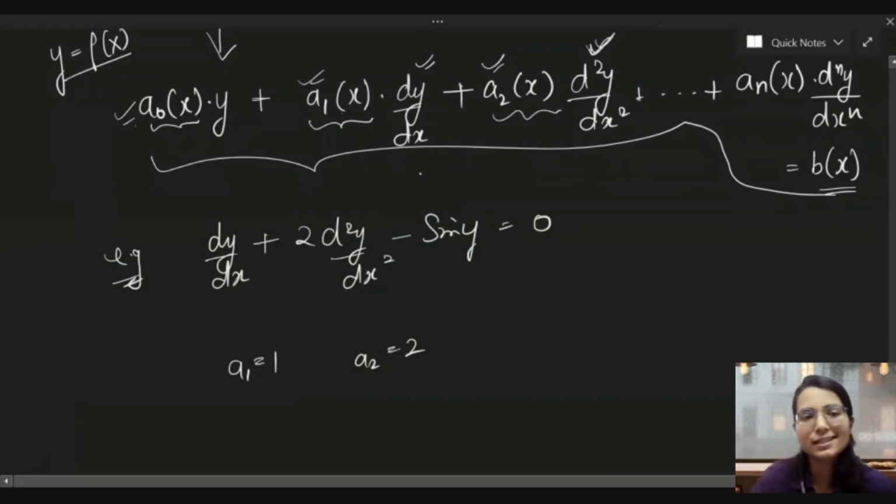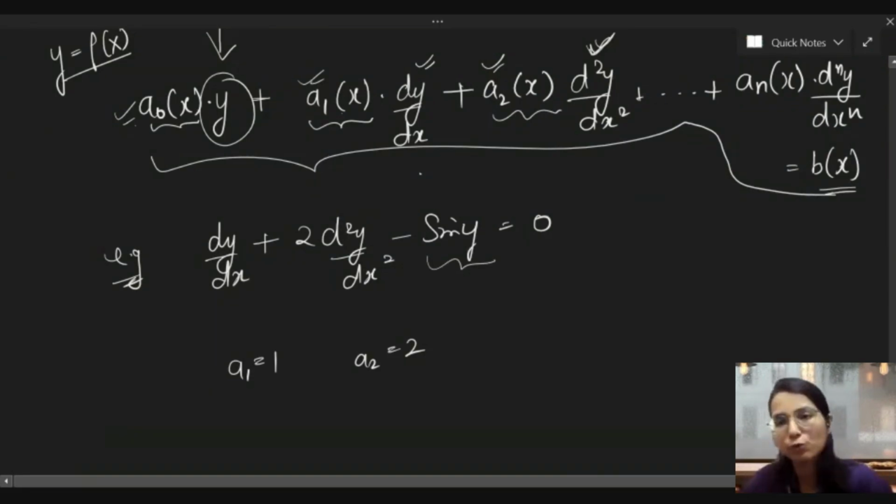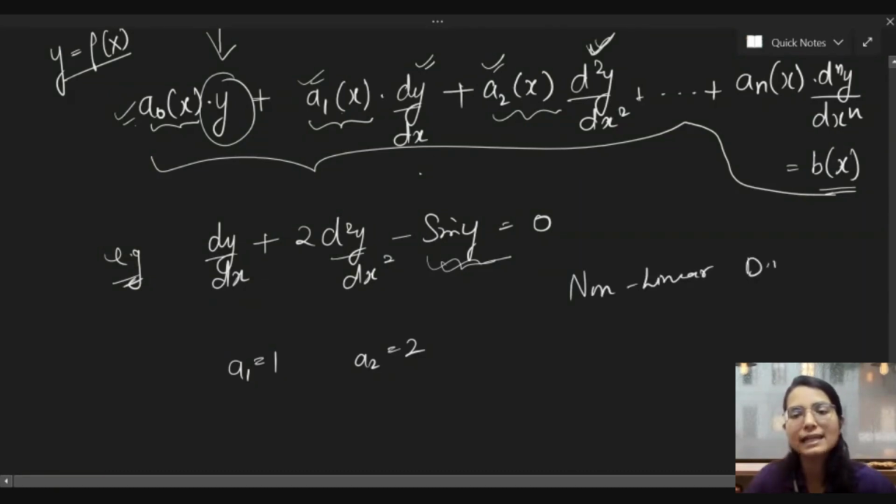Now you can easily see that there can be y, there can be dy by dx, but there cannot be sine y. Even if you expand sine y, you are going to get an infinite polynomial. But a linear differential equation, compared with a polynomial, has a finite number of terms. Even if you try to expand sine y, you get infinite terms. So this is a non-linear differential equation. Anything which you cannot compare with the above form is a non-linear differential equation.